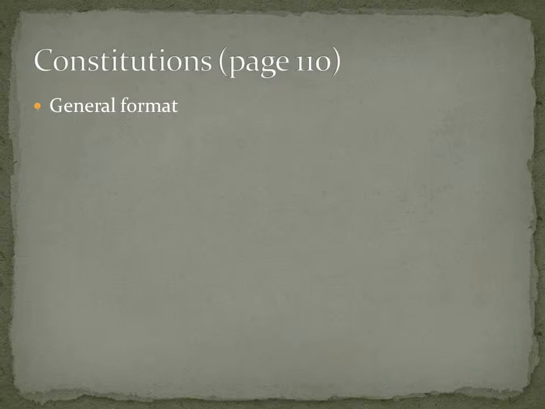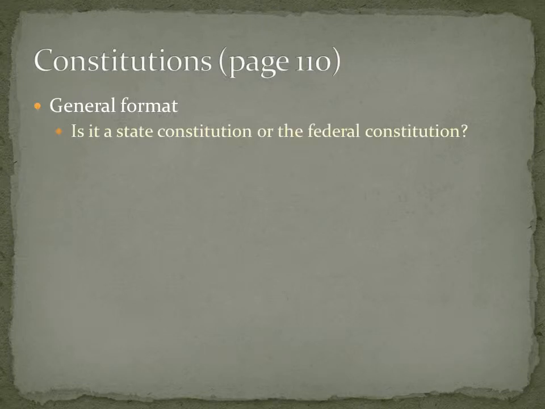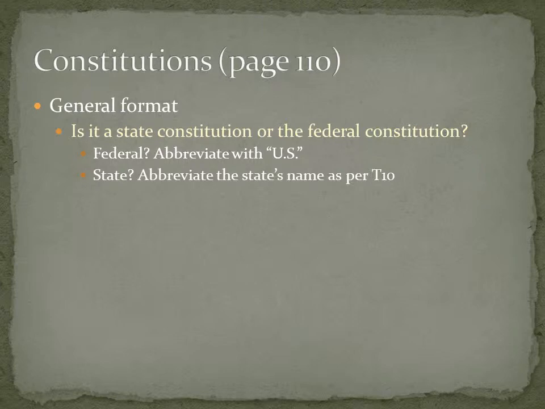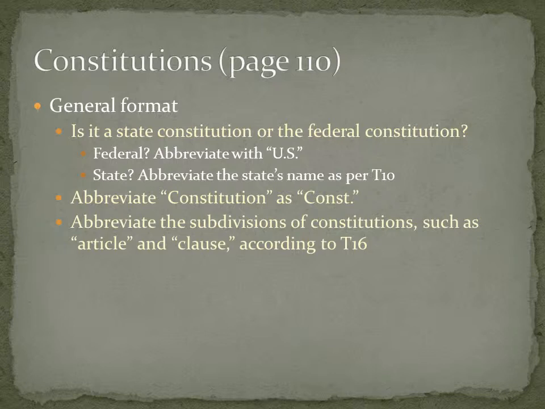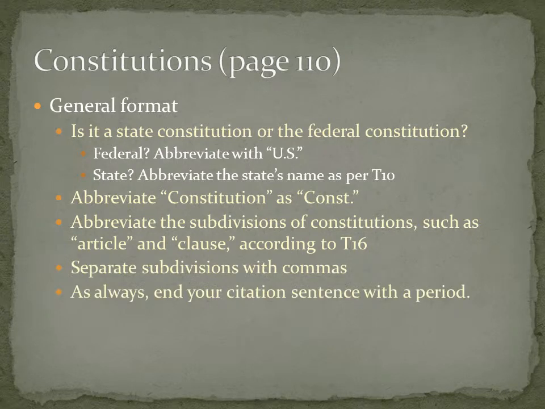So, constitutions. They're pretty simple. First, is it a state constitution or the federal constitution? If it's federal, abbreviate with US. If it's state, abbreviate as you're told to in Table 10. Then abbreviate Constitution with the first 5 letters and a period. Then abbreviate the subdivisions of constitutions, such as article, section, clause, according to the abbreviations listed in Table 16. You want to separate subdivisions with commas and end your citation sentence with a period.